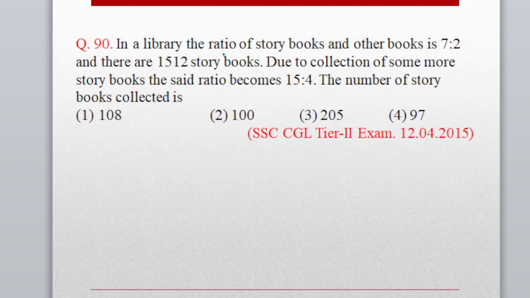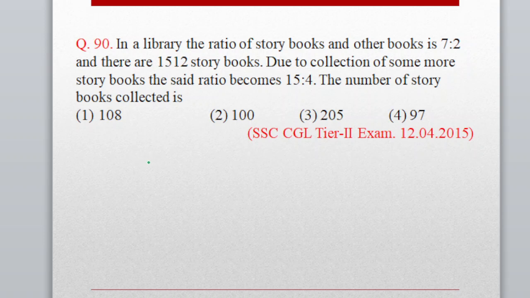In a library, the ratio of storybooks and other books is 7:2 and there are 1512 storybooks. Due to collection of some more storybooks, the said ratio becomes 15:4. The number of storybooks collected is dash. Here, listen. Actually, today I will solve only by tricks, not the detailed method.